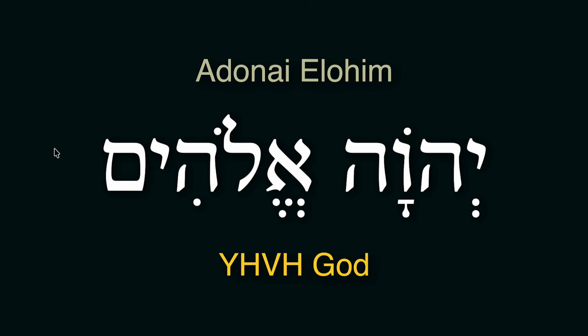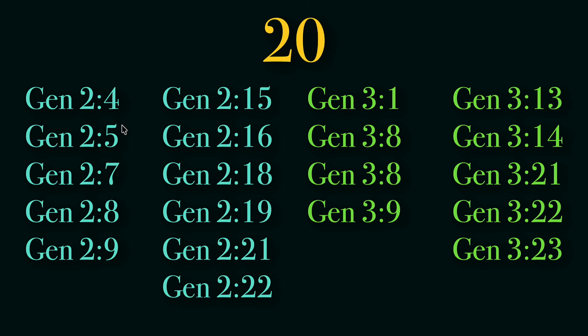Now this compound name occurs 40 times in the entire Tanach. And out of these 40 times, 20 times the compound name occurs in Genesis chapter 2 and chapter 3 alone. The first occurrence is in 2:4, and the last occurrence is in 3:23, and that's it.